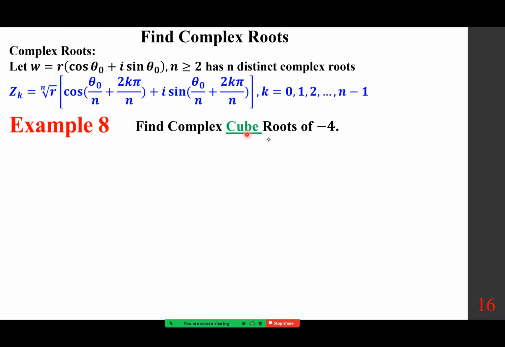So we want to find the complex cube roots of negative 4. First we are going to write negative 4 as r cis theta. That's the first thing we are going to do. Negative 4 is 4 cis pi, or 4 cis 180 degrees. And since we want the cube root, n equals 3. Now, I gave you this without much calculation.